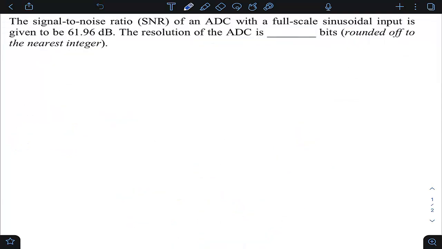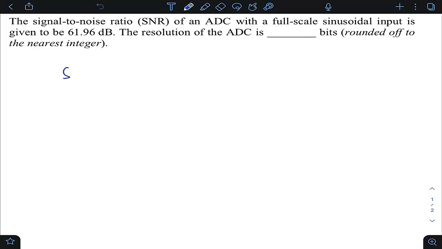This question was asked in GATE 23 of electronics. This is from digital subjects and from the data converter topic. The question is, the signal to noise ratio of an ADC with a full scale sinusoidal input is given to be 61.96 dB. The resolution of the ADC is? You study these things either in the PCM topic of communications, or in the data converter topic, like what is the signal to noise ratio. This is based on a standard formula.